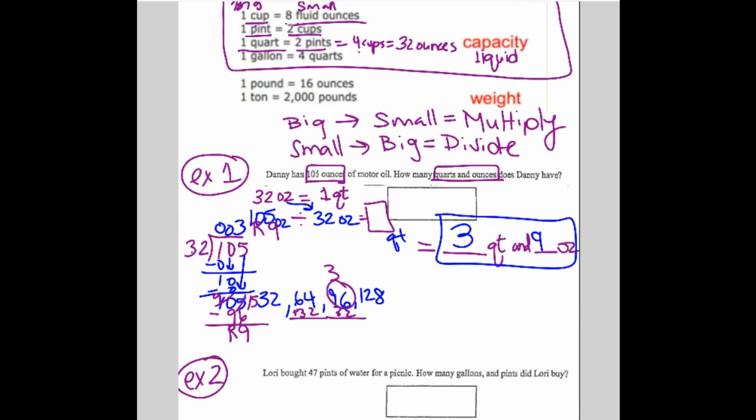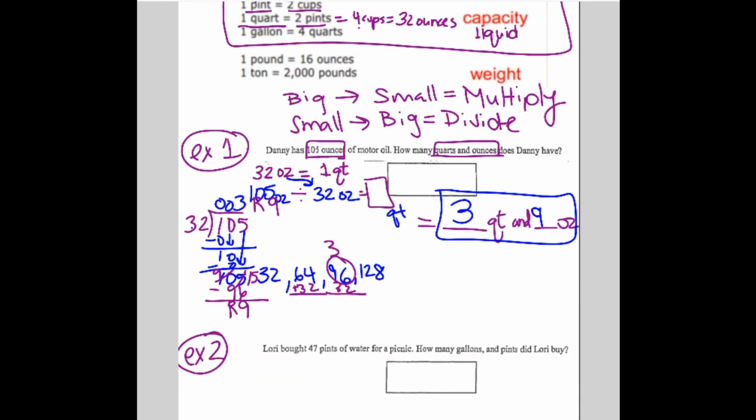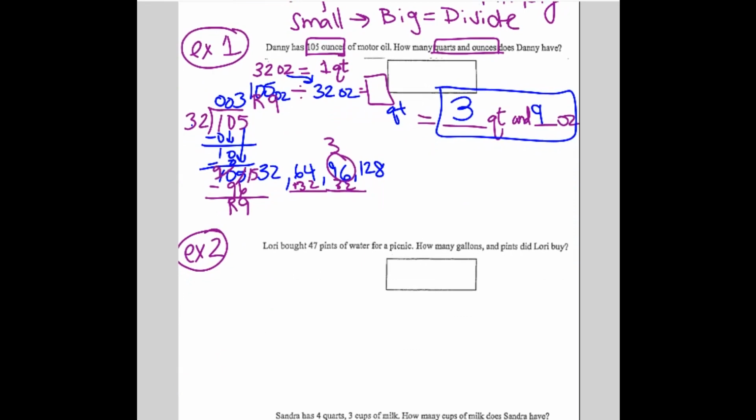Okay, so this next problem says Lori bought 47 pints of water for a picnic. How many gallons and pints did Lori buy? All right, so we're going from pints to gallons. So I need to see how many pints are in 1 gallon.